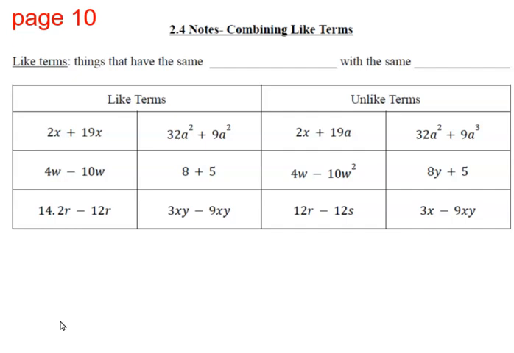So the main thing today is we're just going to do a little bit of review on what are like terms and how do we know which ones go together. You'll see at the top on page 10, it says like terms, things that have the same blank. Like terms are things that have the same variable or variables if there's more than one. So this means they have to have the same letters. They both have to have X, they both have to have W, or whatever that letter is.